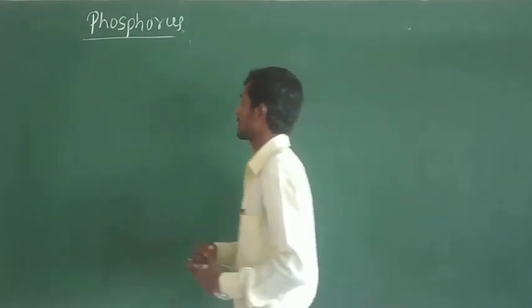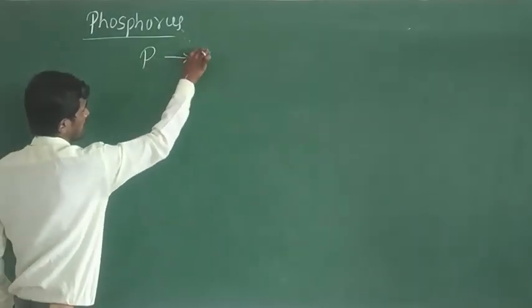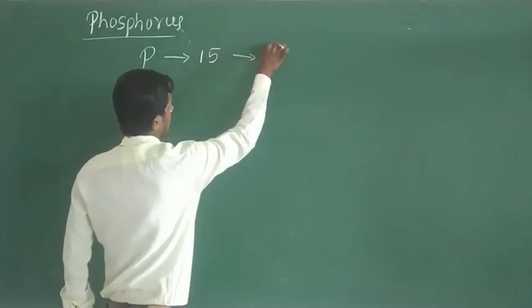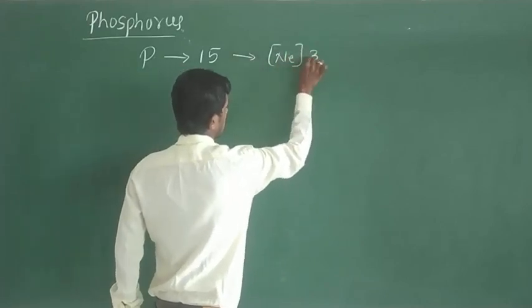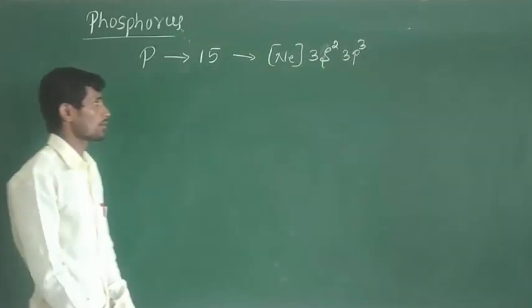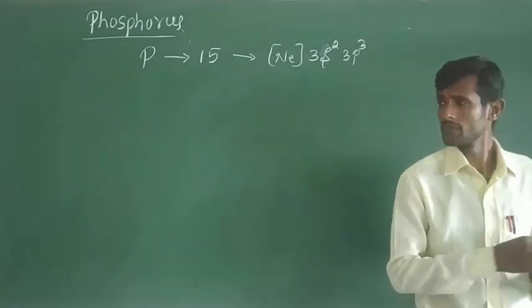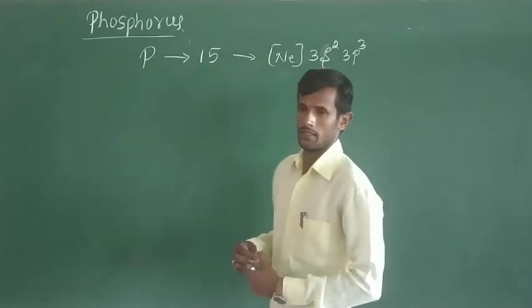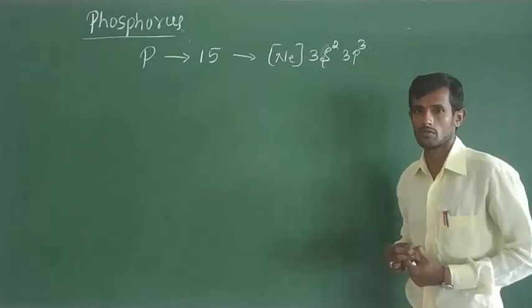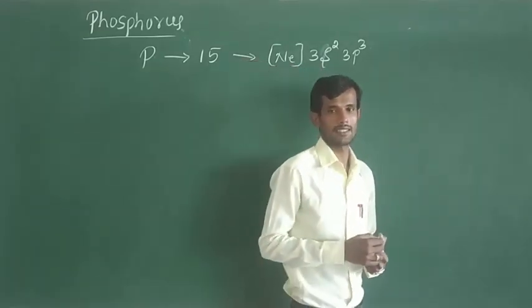Yes, phosphorus. The symbol of phosphorus is P, atomic number is 15 and its electronic configuration is [Ne] 3s2 3p3. Students, phosphorus usually exists in the form of phosphide rocks. Remember, phosphorus is available from the phosphide rocks which are observed in the earth crust.